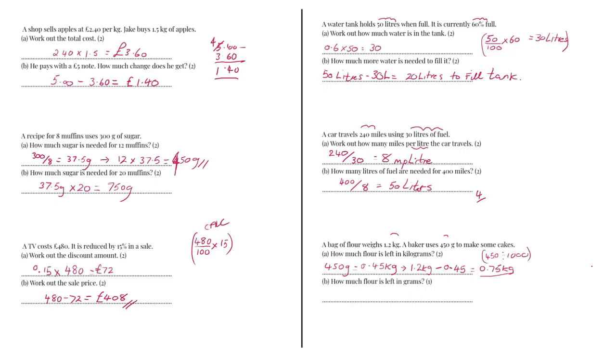How much flour is left in grams? Well, we know 0.75 is our leftover flour. Now we've got to convert it back to grams. So what do you think we're going to do? We're going to do the opposite of divide, and we're going to times by 1,000. And our answer equals 750 grams of flour left.